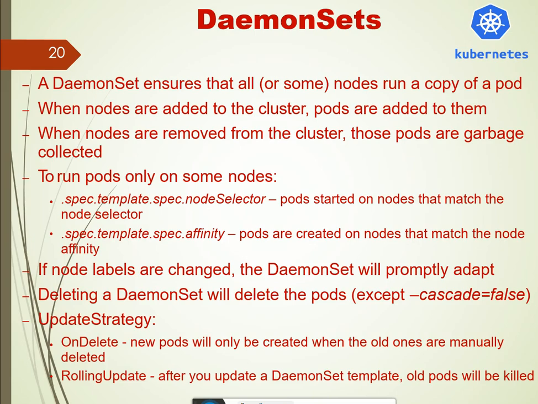Deleting a DaemonSet will delete the pods, except with cascade false. Update strategy: on delete and rolling update. On delete, the new pod will only be created when the old ones are manually deleted. Rolling update: after you update a DaemonSet template, all old pods will be killed. Now move to the next thing.